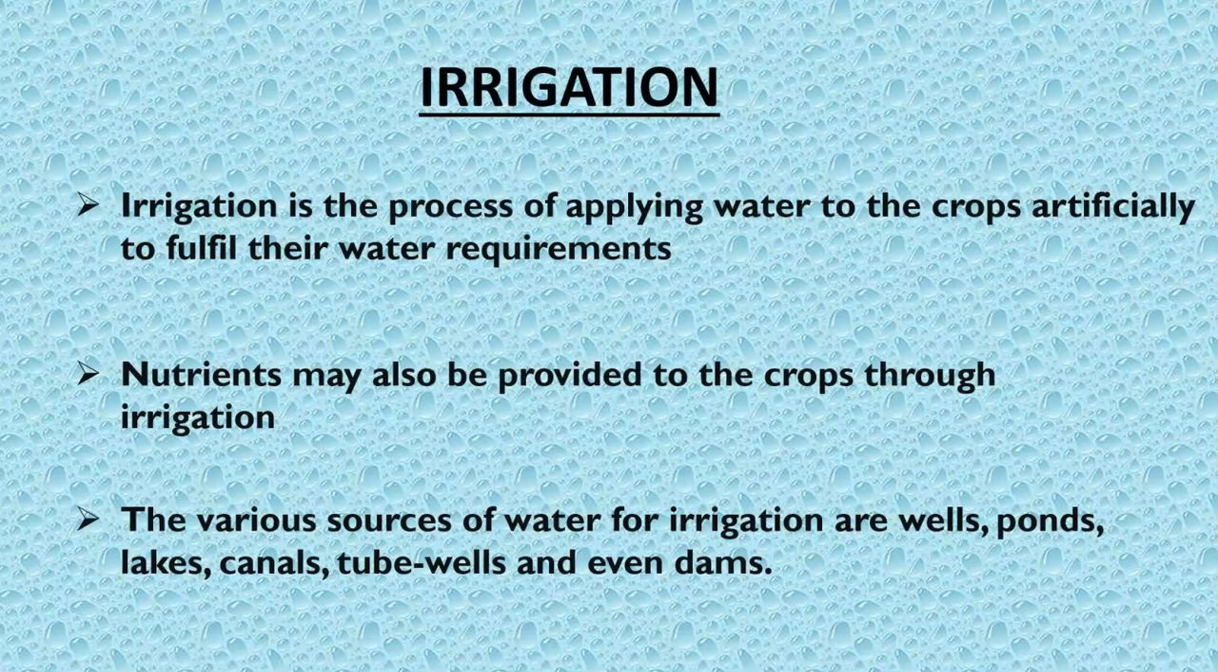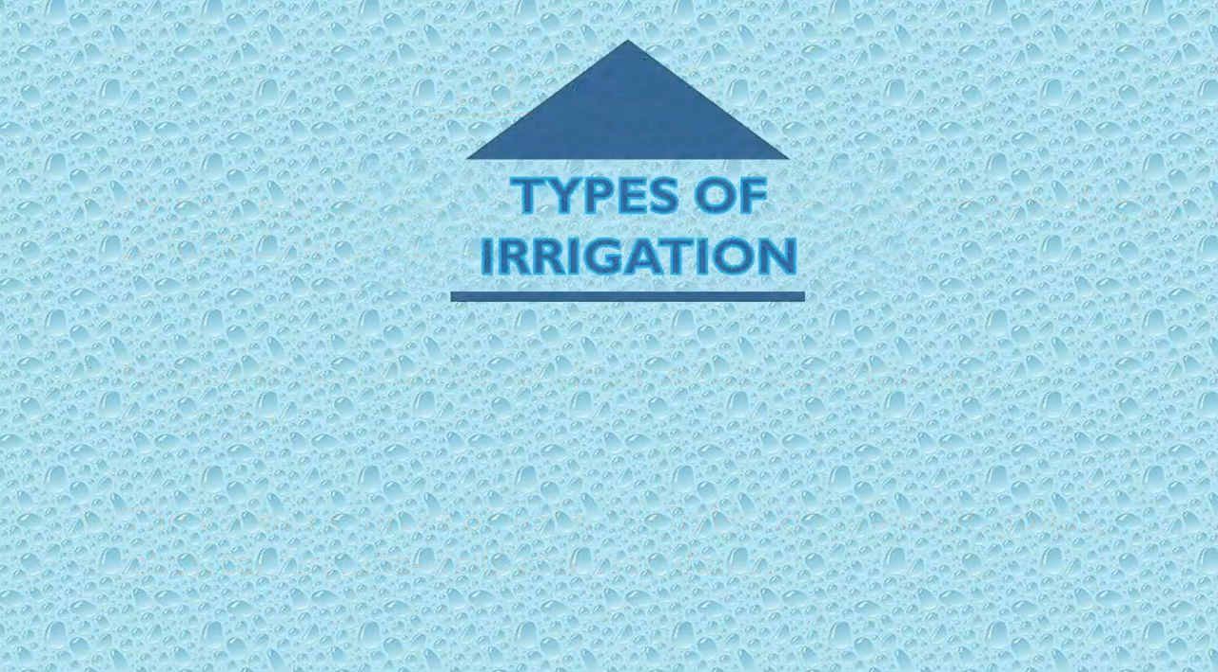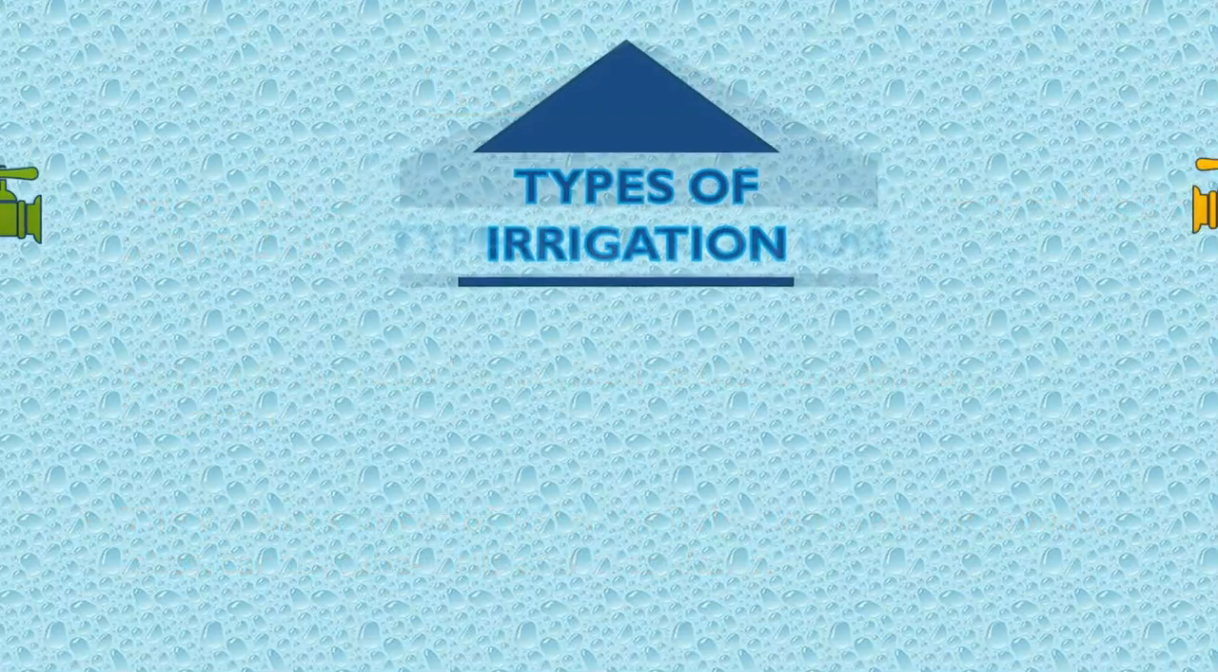What is irrigation? Irrigation is the process of applying water to the crops artificially to fulfill their water requirements. Nutrients may also be provided to the crops through irrigation. The various sources of water for irrigation are wells, ponds, lakes, canals, tube wells, and even dams. What are the types of irrigation?